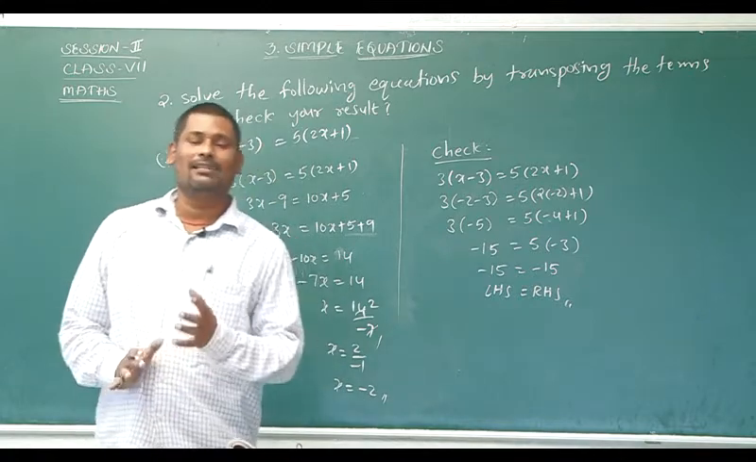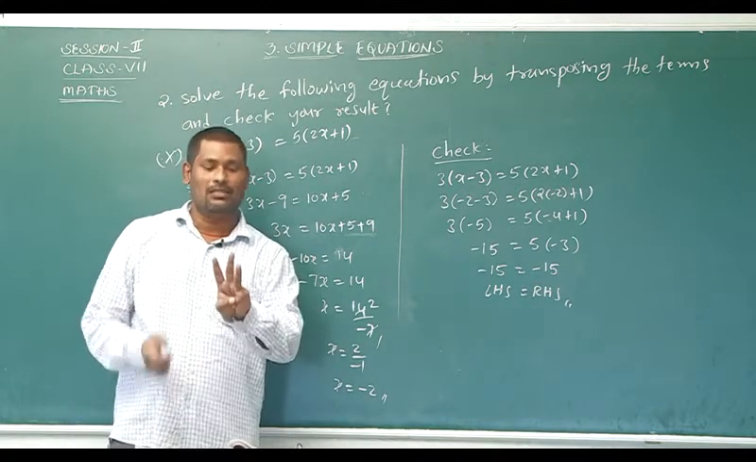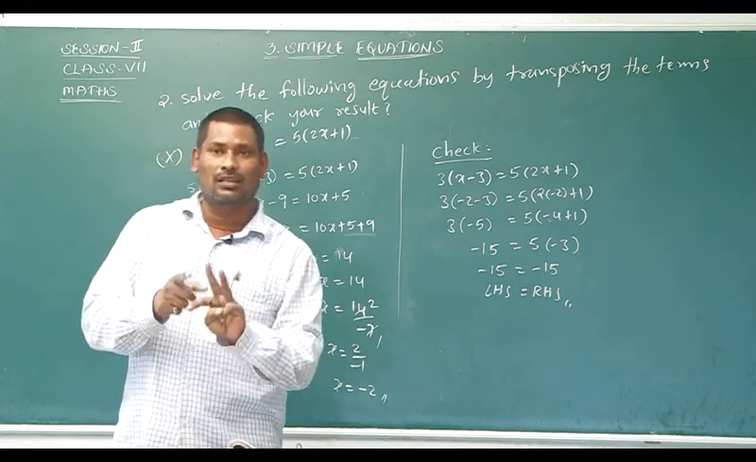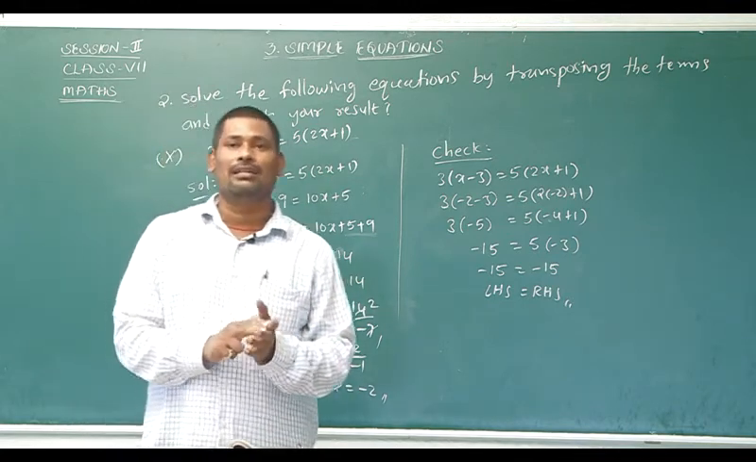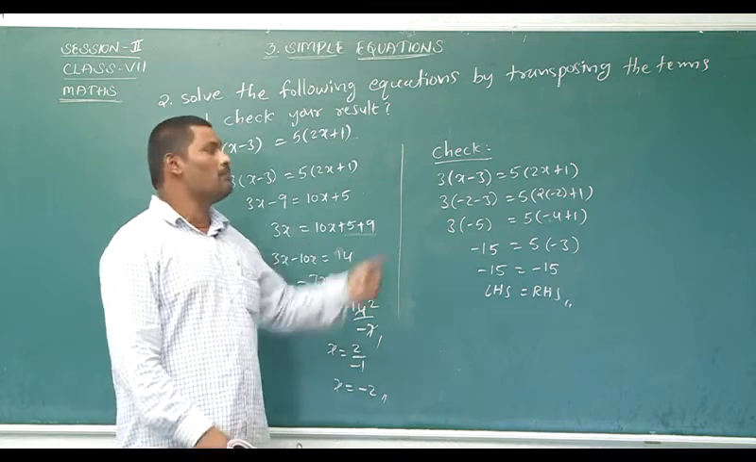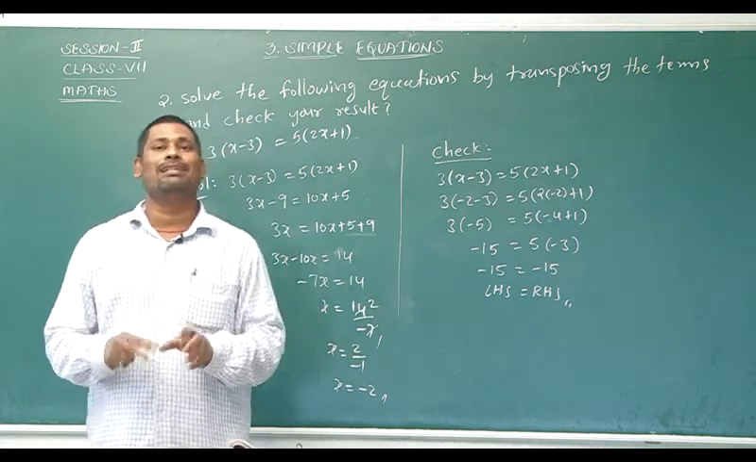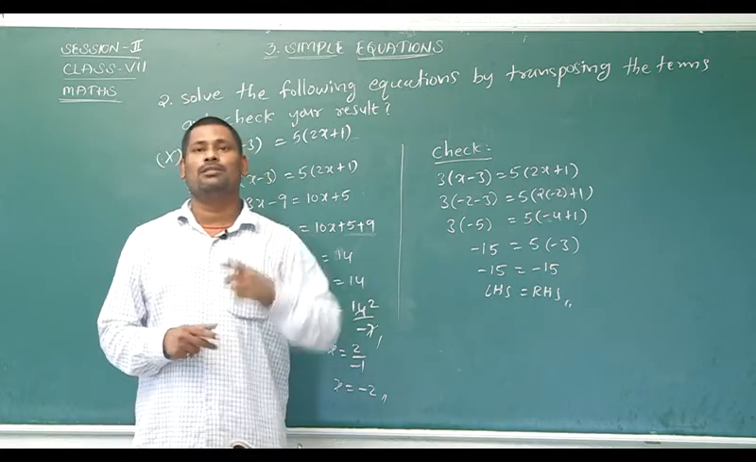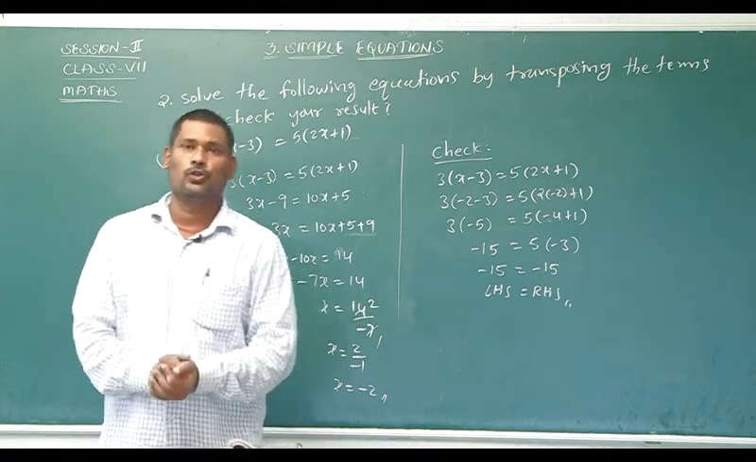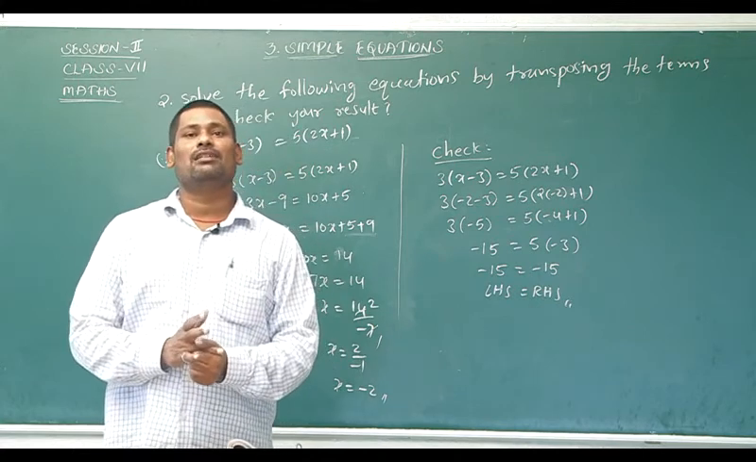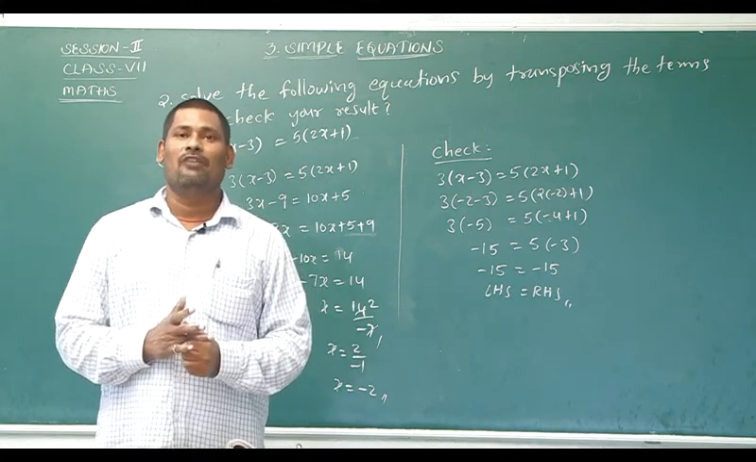My dear students, like this we solve the equation in 3 methods. One is the trial and error method, another is adding the same quantity on both sides, and another method is the transposing method. Among these 3 methods, the transposing method is very simple. In higher classes we use only the transposing method, and I hope you have understood today's class, and we will meet in the next class and solve the word problems. Have a nice day. Thank you.